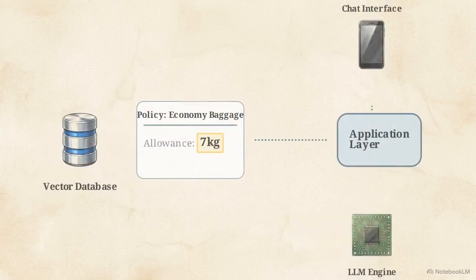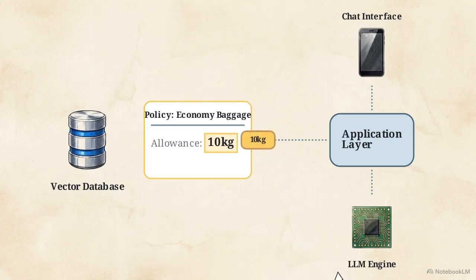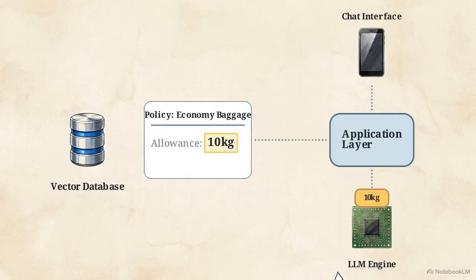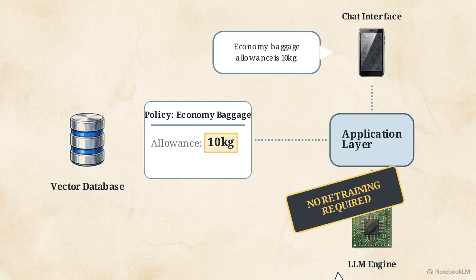This modular design provides a massive business advantage. If the airline changes its baggage allowance from 7 kilograms to 10 kilograms tomorrow, you simply swap out that text in the database. The system instantly updates its answers. The AI requires zero retraining.